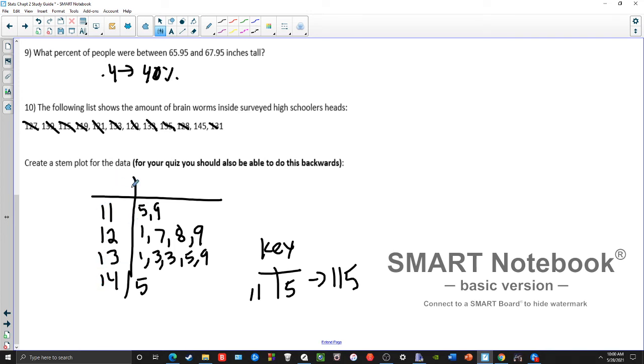So I had to split up like this. Otherwise, if I just use the front number, I'd only have one category, which again wouldn't make this any better. And again, you should be able to do this backwards for your quiz as well. So I should be able to give you this data and ask you to give me, say, the largest data point, and you know that, oh, that's 114 or 145.